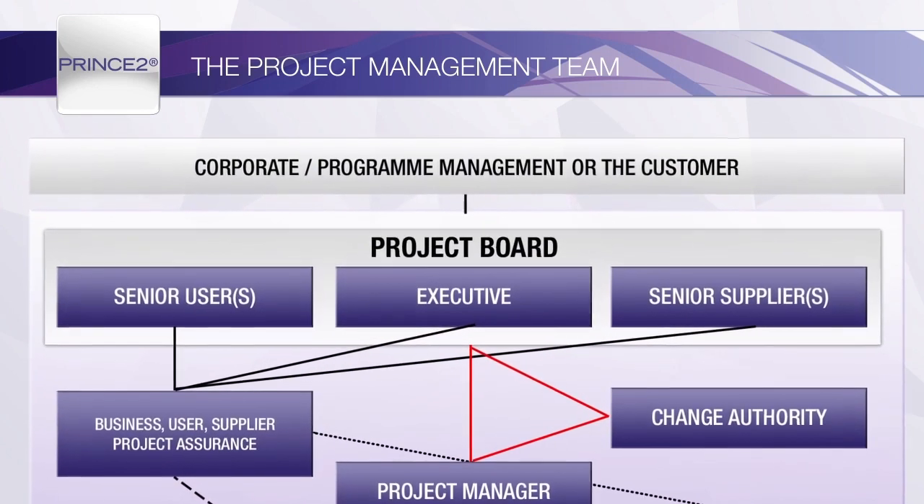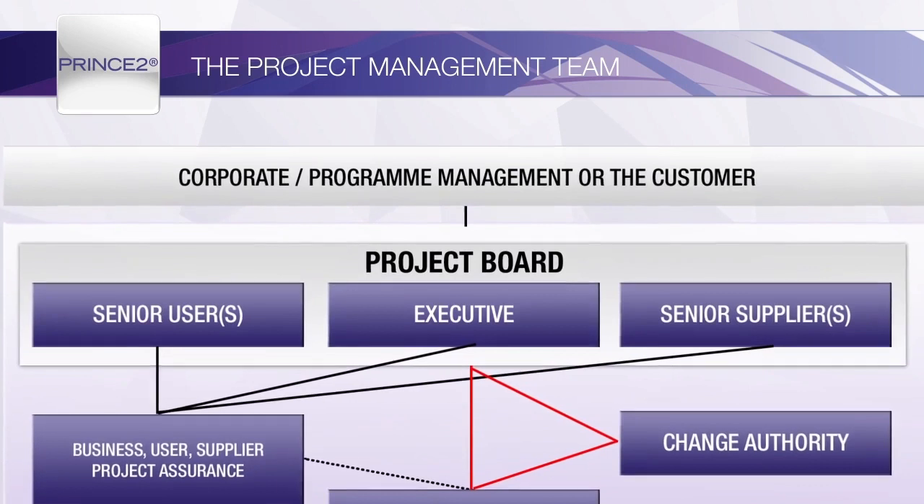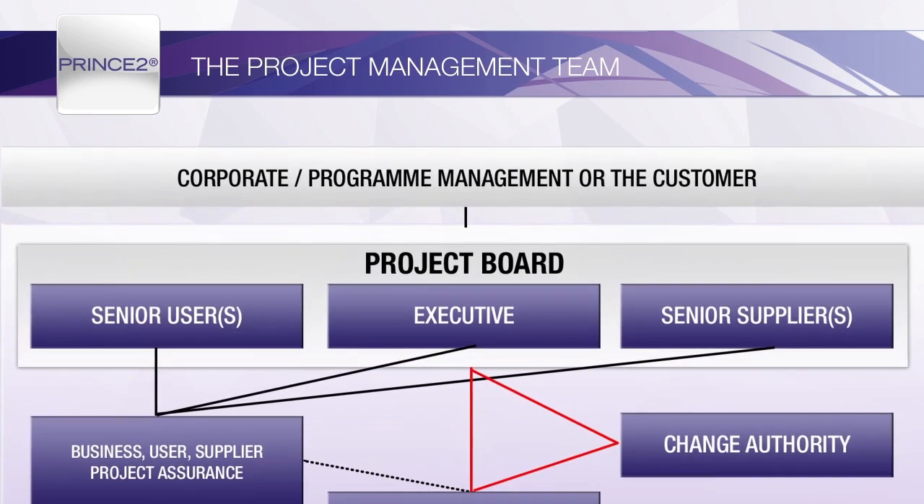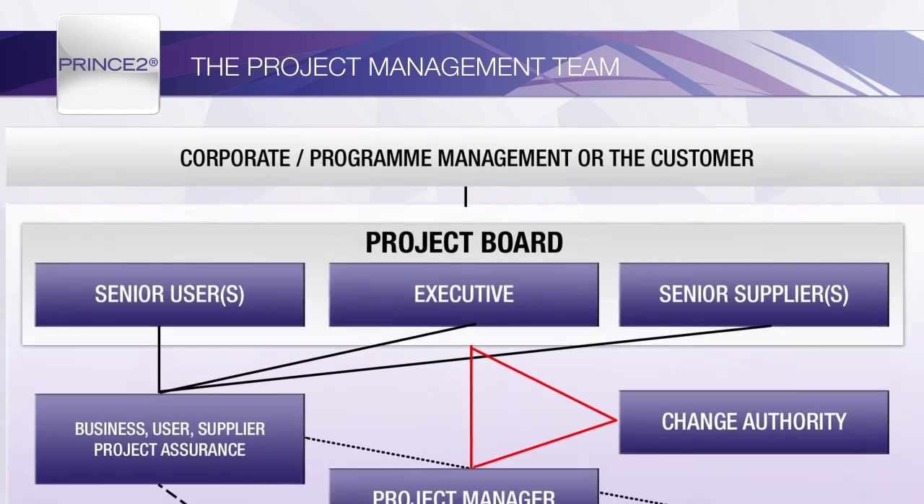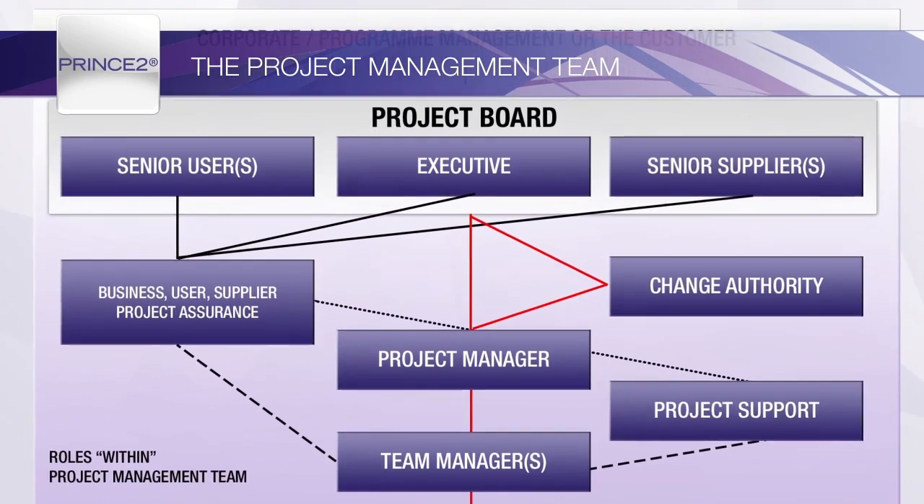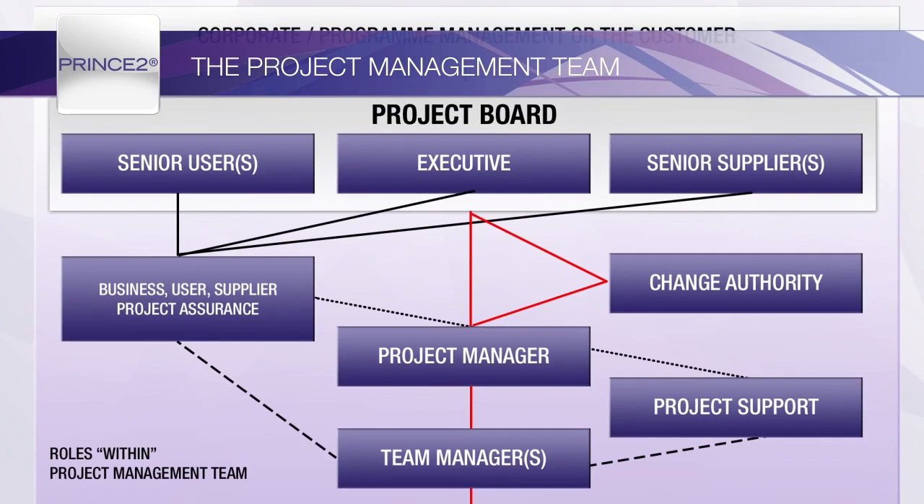So the minimum recommended number of individuals on a project board is 2, where one person will perform both the executive and senior user roles, with a different person being senior supplier. While there is no prescribed maximum number for a project board, more than 7 or 8 decision makers would undoubtedly make reaching a consensus difficult.